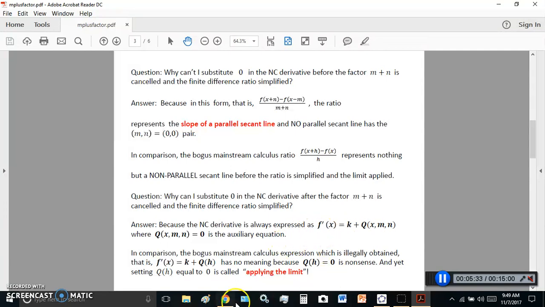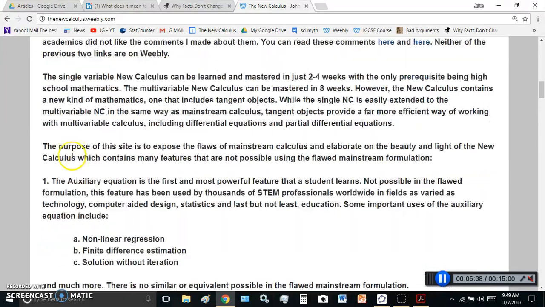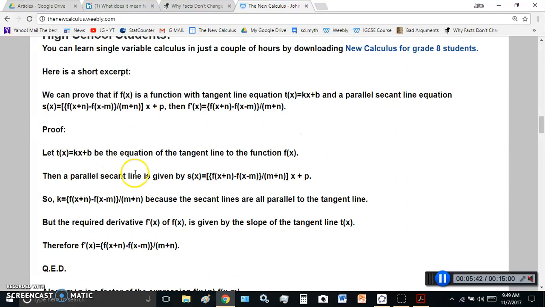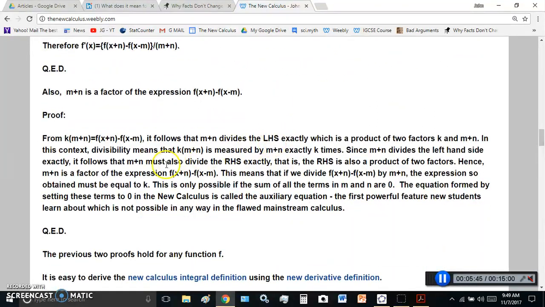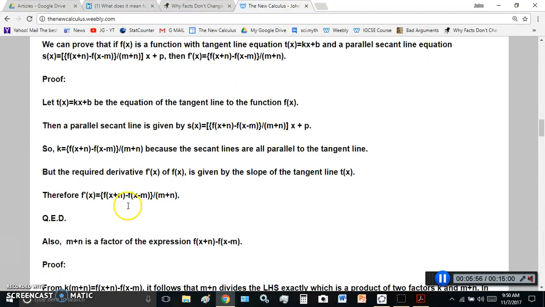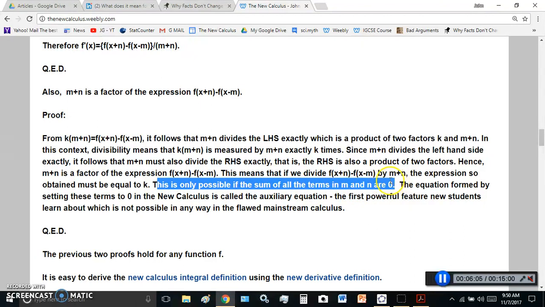Now, if you want proof of this, go to my new calculus site, this site here, and look at the proof. There is a grade 8 proof here, which shows you why the auxiliary equation must be 0. And so there are two proofs. The first proof is a very simple proof that this definition in the new calculus is the derivative, and the second one that the auxiliary equation must be true. In other words, the terms in m and n are all 0. Okay?